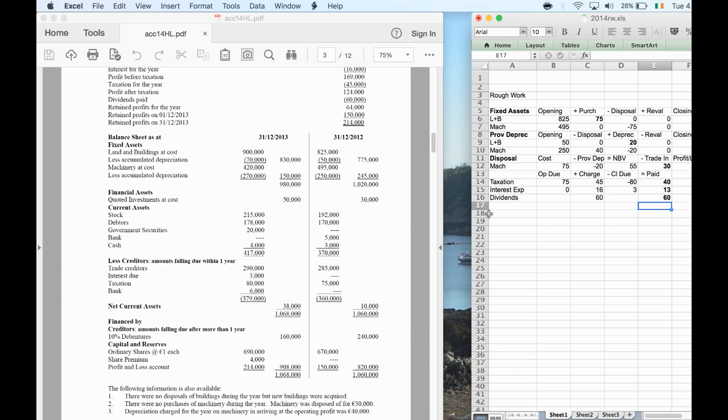The only other thing I quickly look at is, was there any interest that we could have received? And I see we have quoted investments at cost. We don't have fixed interest investments, so there was no interest due or that should have been received, so that doesn't go in at all. So that's the rough work. That's how you do the rough work. So you get the numbers then, these numbers highlighted in black, which are the numbers that will go into the different sections of our cash flow statement.